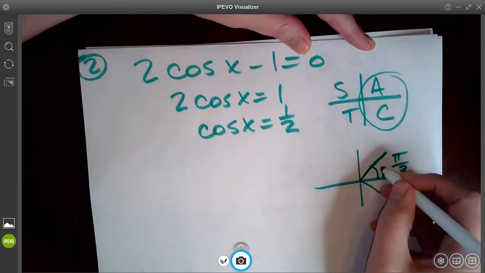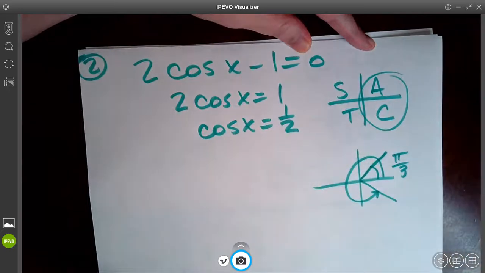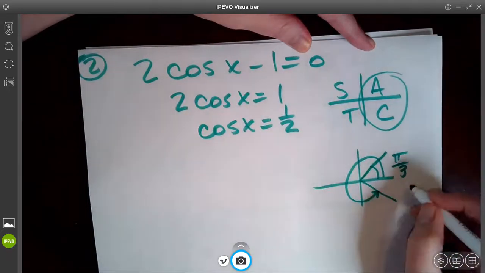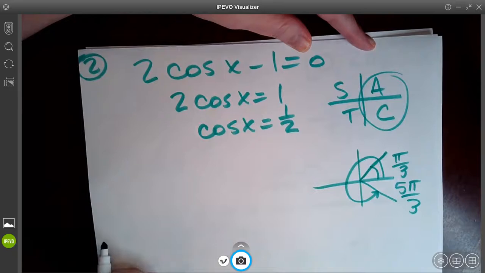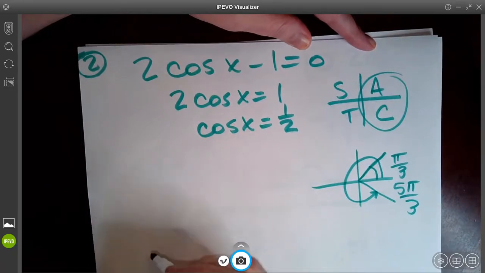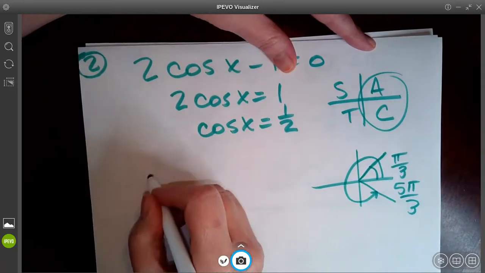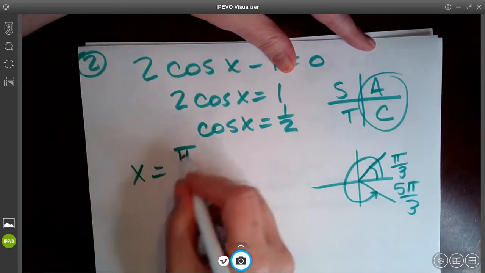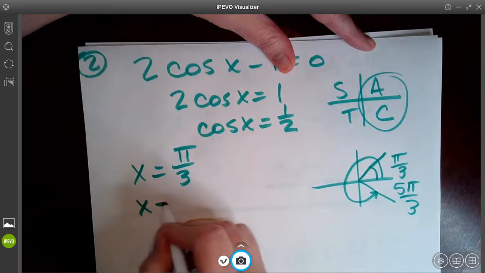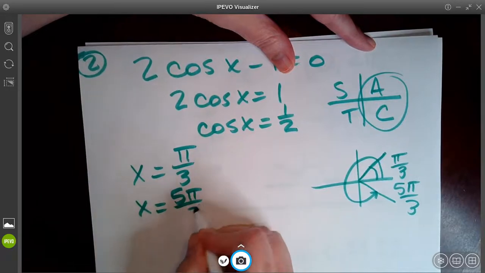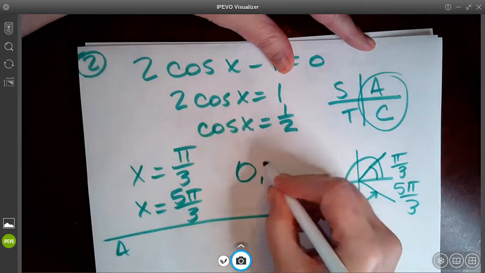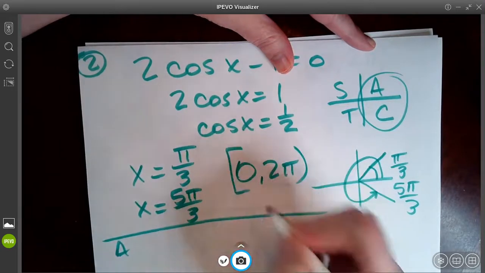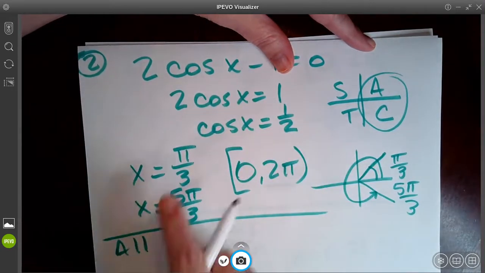So if I need this angle, I'm in quadrant 4, but I need a reference angle of pi over 3. So that would be 5 pi over 3, right? We're almost to 2 pi. So my solutions would be x equals pi over 3 and x equals 5 pi over 3. Now again, this would be if we were between 0 and 2 pi. If it said all solutions, we would have to add.